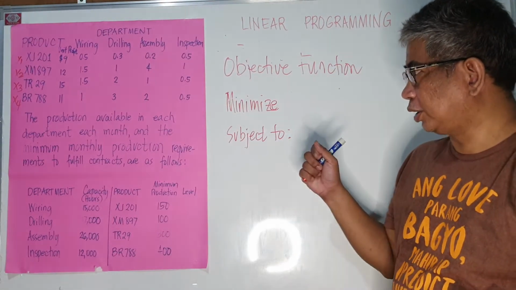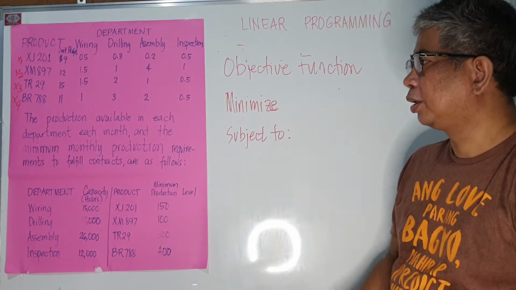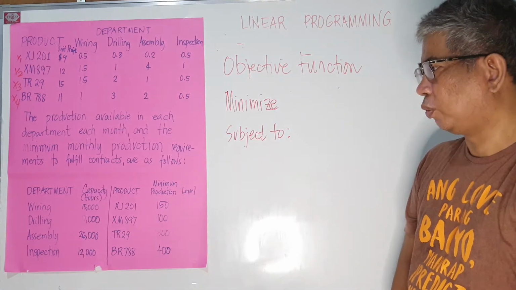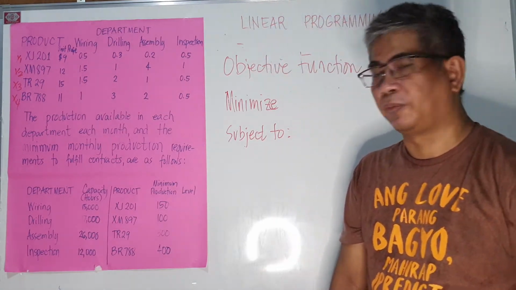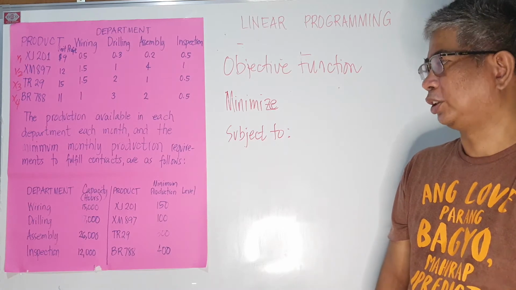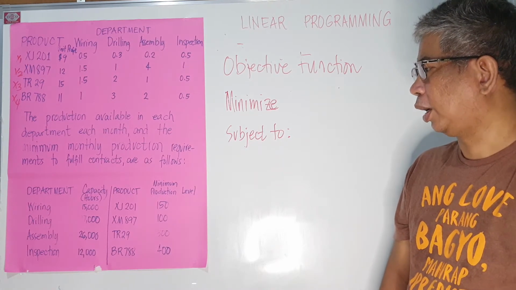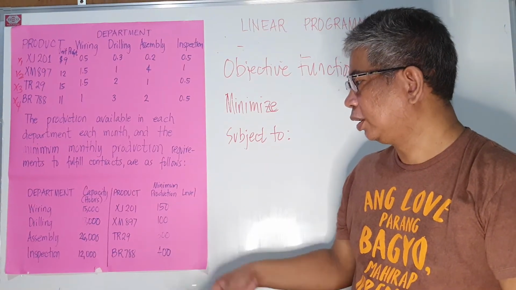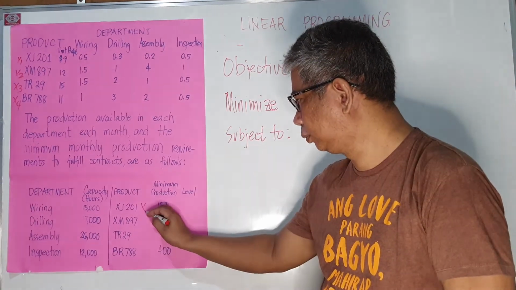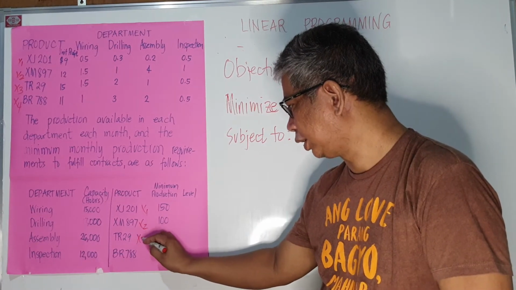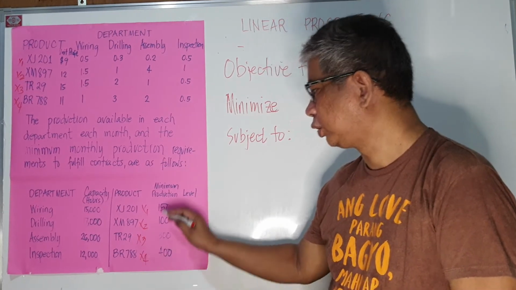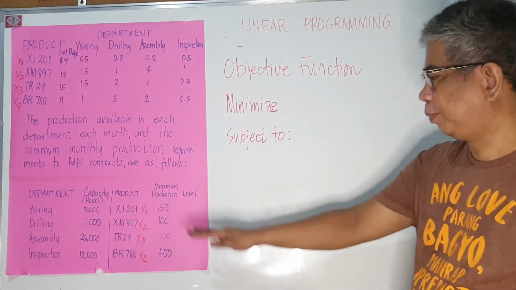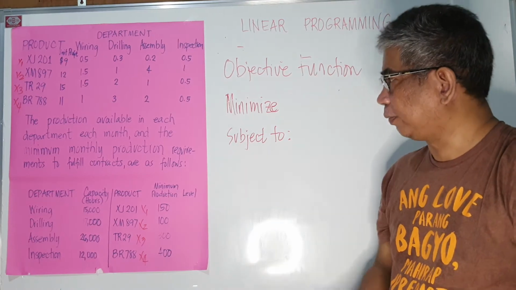The production available in each department each month were given. Okay? So, yung wiring only has 15,000 hours of available for production. Okay? And the minimum production level to fulfill the contracts are given. So, this is X1 ulit, X2, X3, X4. So, minimum. So, ibig sabihin, ceiling, floor, pinakamababa. So, it should be at least 150.